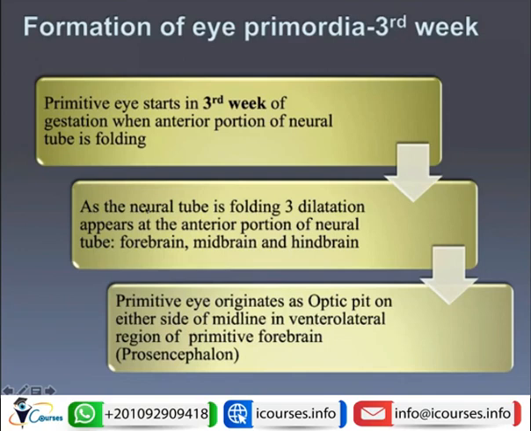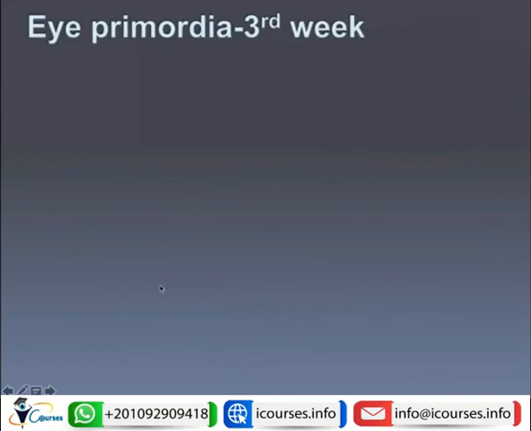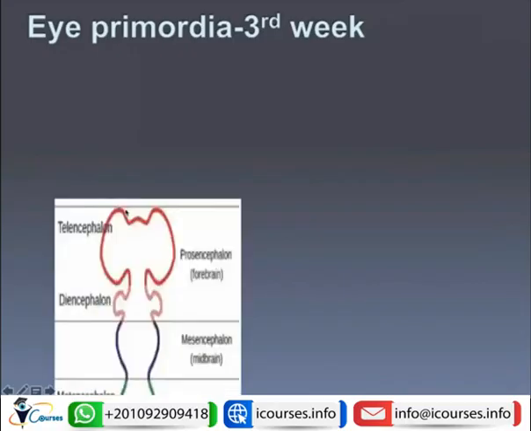So as the neural tube is folding, it shows three dilatations. These dilatations are called the forebrain, the midbrain, and the hindbrain. So where does the eye come from? The eye comes from the forebrain. So the forebrain will show lateral outpouching that will grow laterally until they reach the surface ectoderm to develop the primitive eye. So let's see how this occurs.